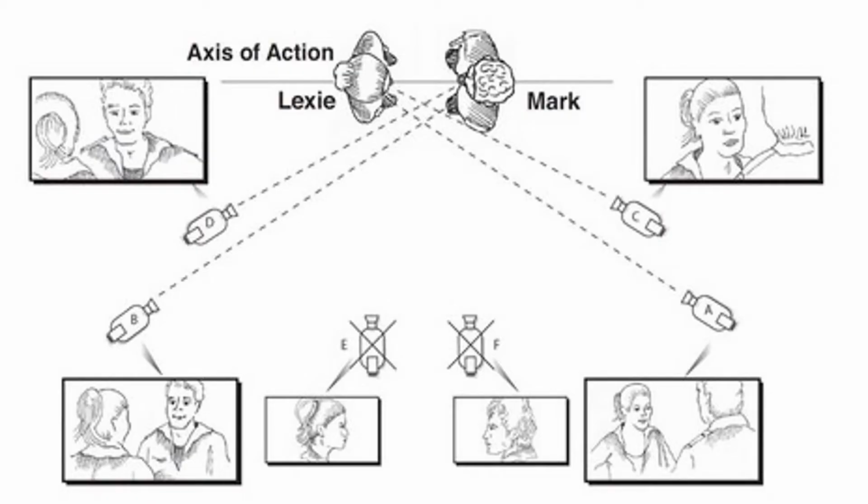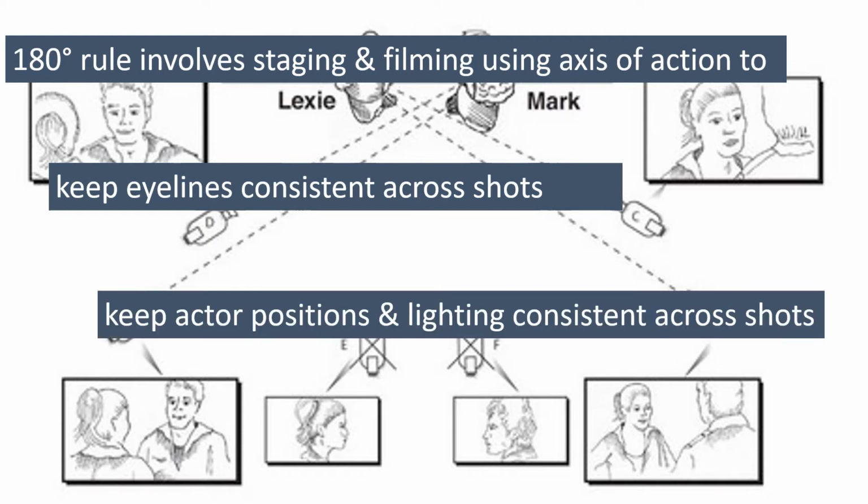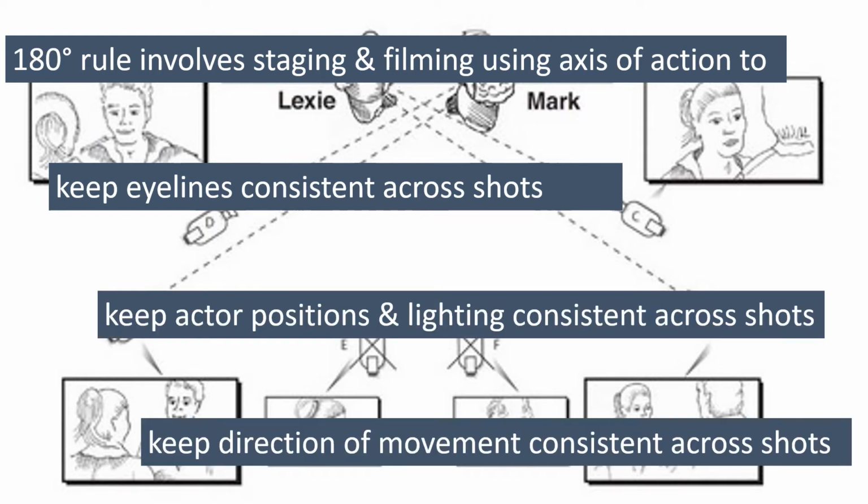We're going to be going over the 180-degree rule in more detail in class this week, and we'll be taking a look at some film examples so that you can get a better idea of what this looks like in practice. For now, what's most important is that the 180-degree rule is used during staging and filming to keep eye lines consistent across shots, to keep actor positions and lighting consistent across shots, and to keep the direction of actor movement consistent across shots, in order to ensure that when shots from different takes of this scene captured during filming are combined into the movie version of the scene, all of these things will match up in a way that allows the audience to clearly follow what is happening on screen.